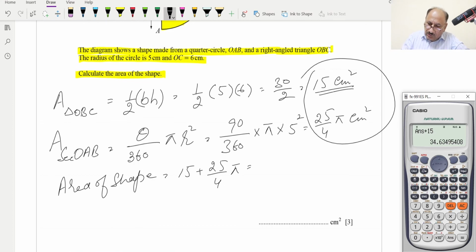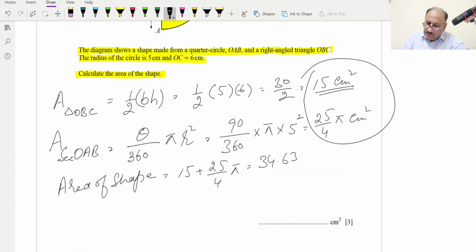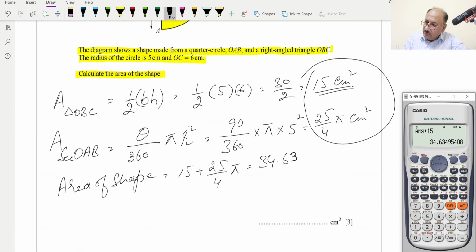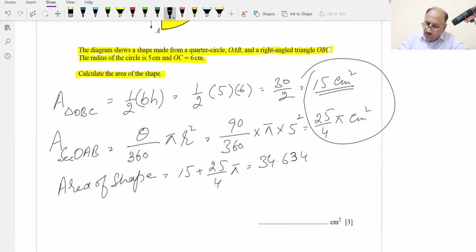34.63 4954, but we will be providing answer up to one decimal place, so 34.6. So this will be 34.6 centimeters square, 3 mark question.